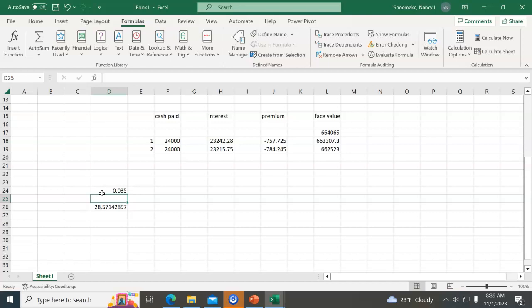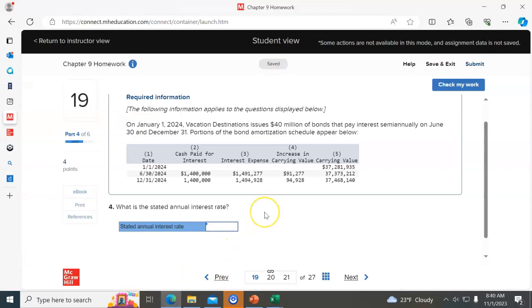How much is the period interest rate? 3.5%. But it didn't ask us for the period interest rate. What did it ask us for? The annual, what would that be? 7%. Okay? Do you see what I'm trying to help you understand is the terminology? If it asked us what was the period interest rate, what would it be? 3.5%. Be careful what they're asking you. Okay? Does that make sense?